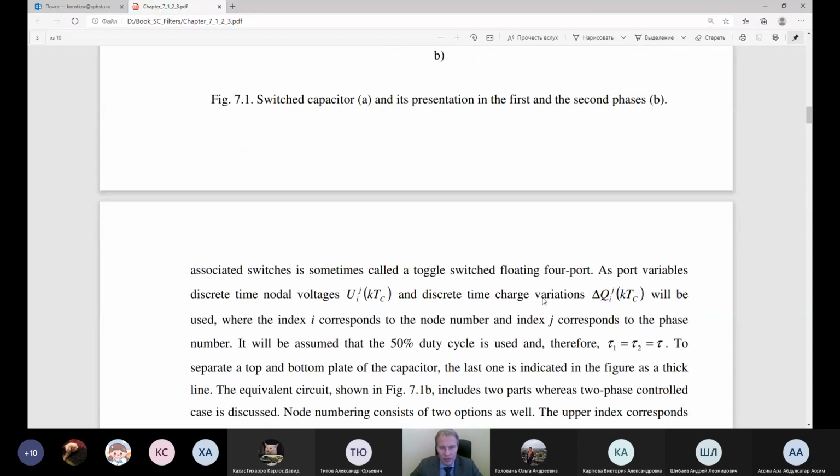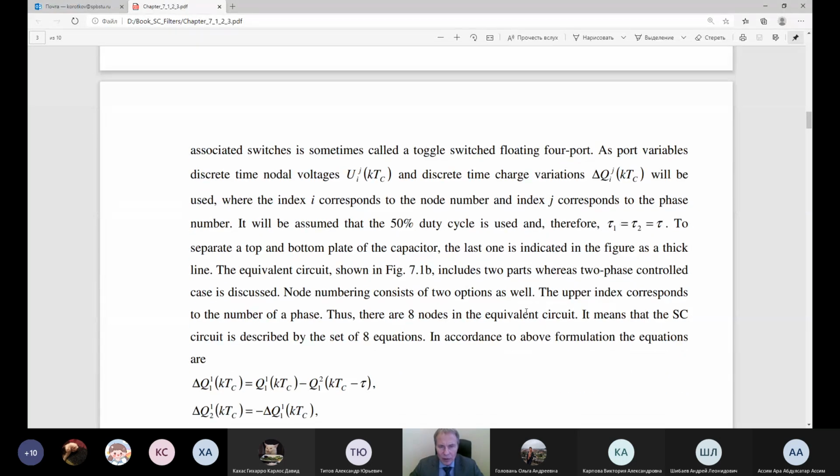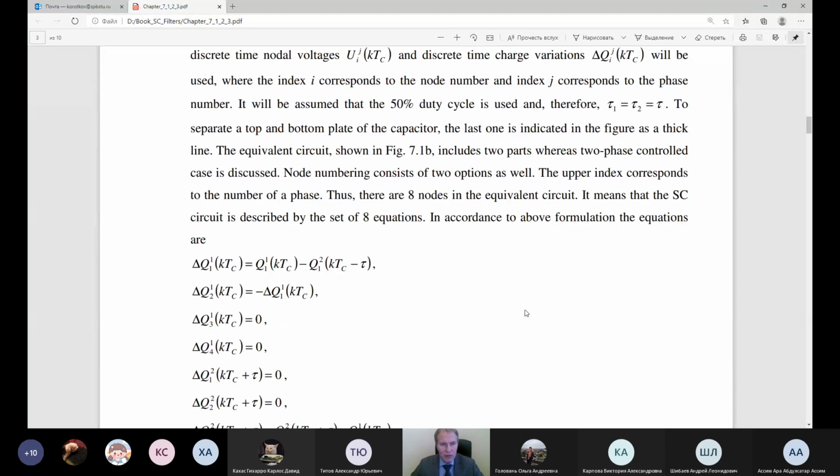And just now it is necessary to use this rule for the presentation of the charge-voltage equations to analyze the circuit. So first of all, look here. We can talk about node number 1 on the first phase, and the charge injection at this time will be equal to the charge which is just at this time on the capacitor. So we can use this notation.